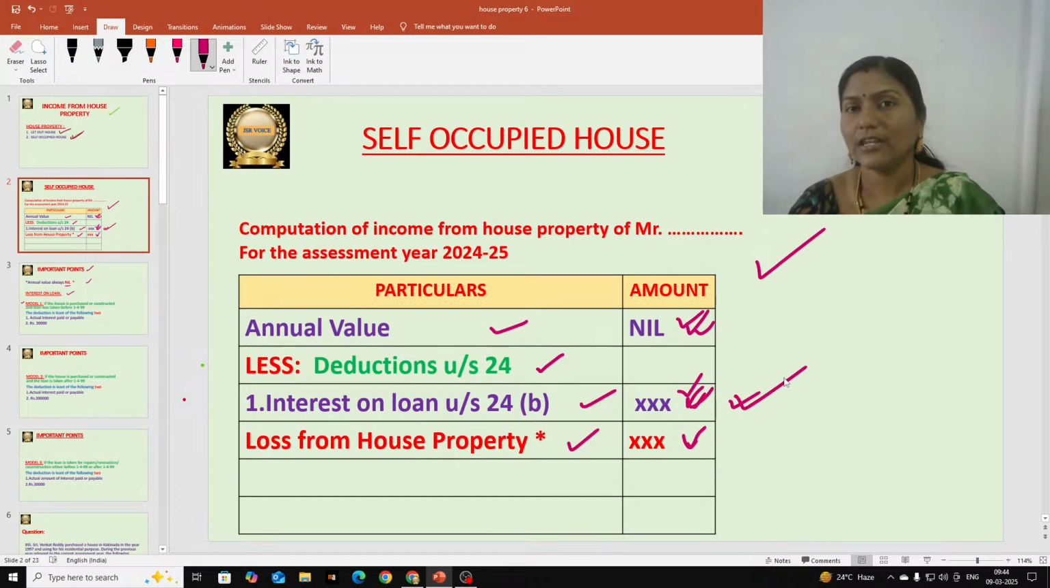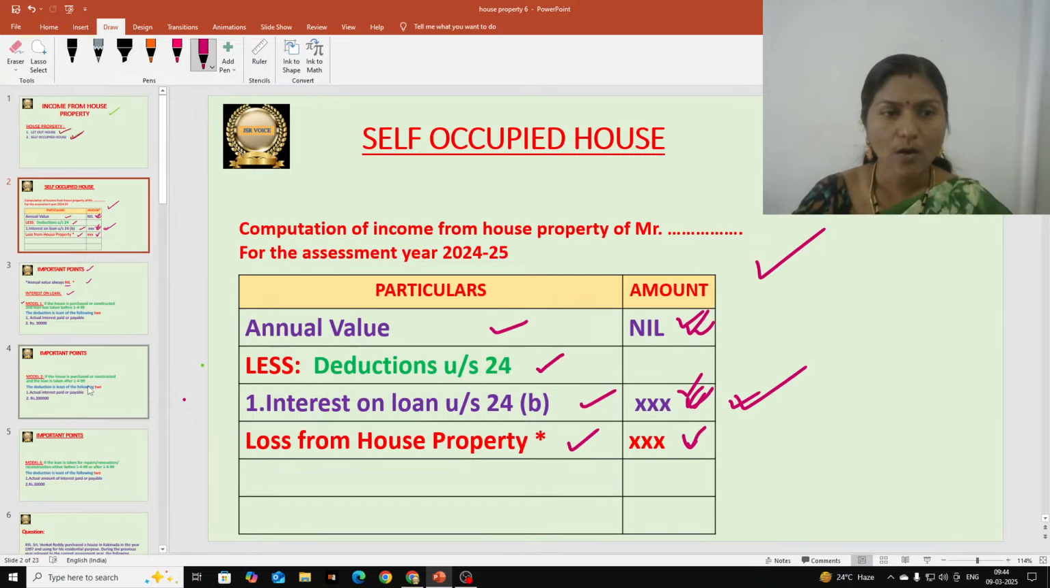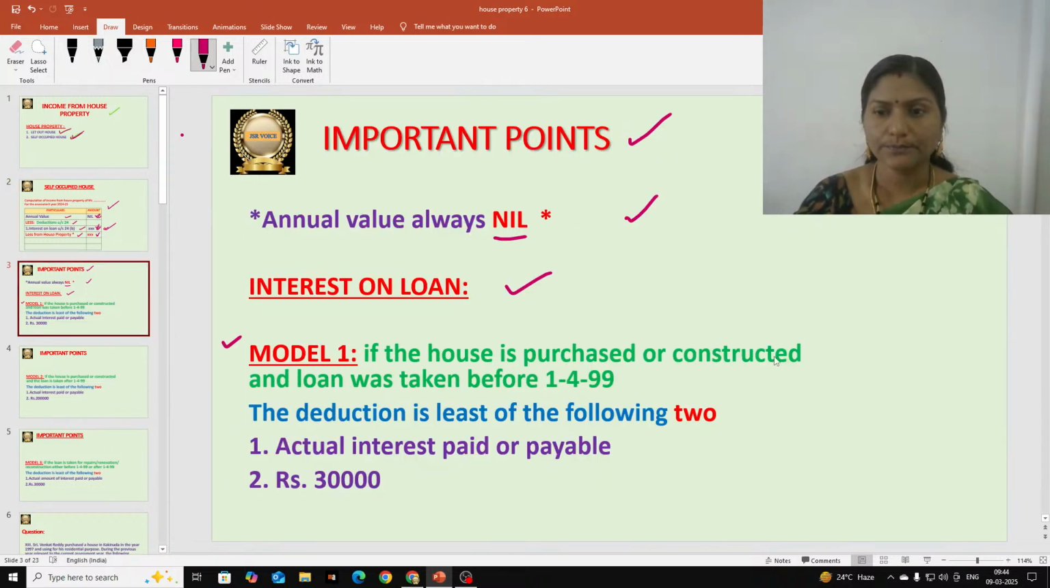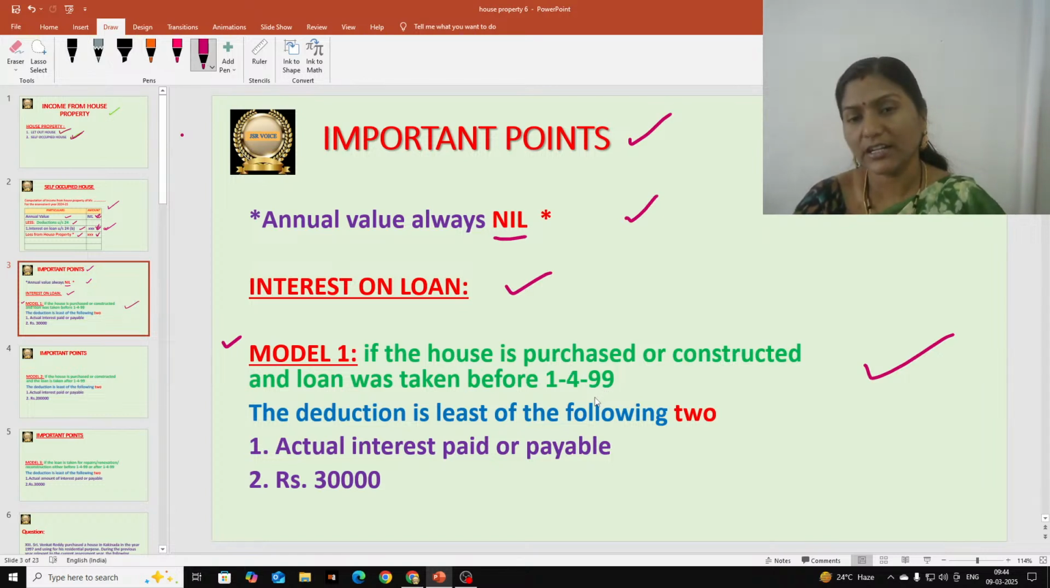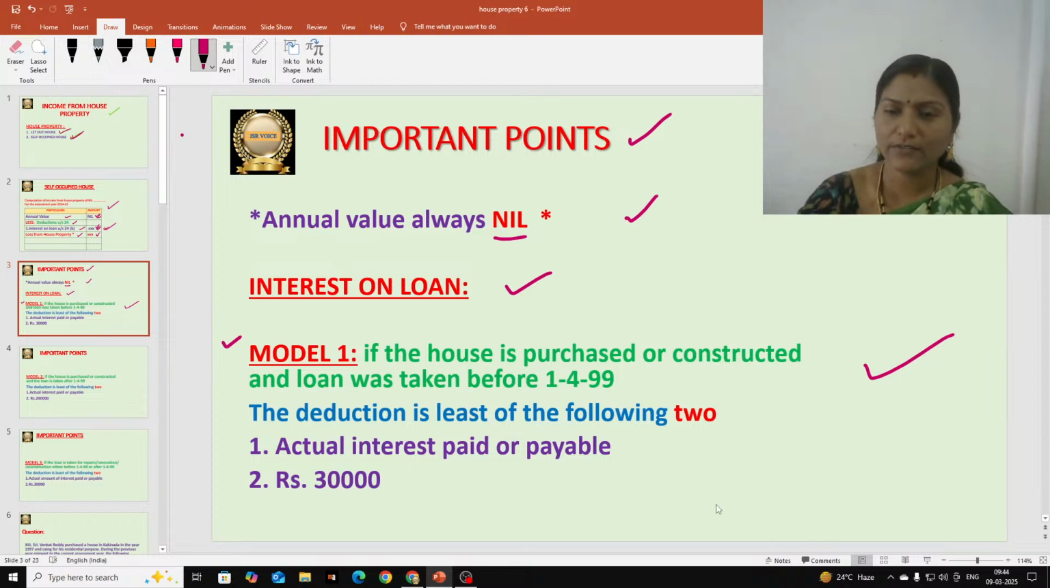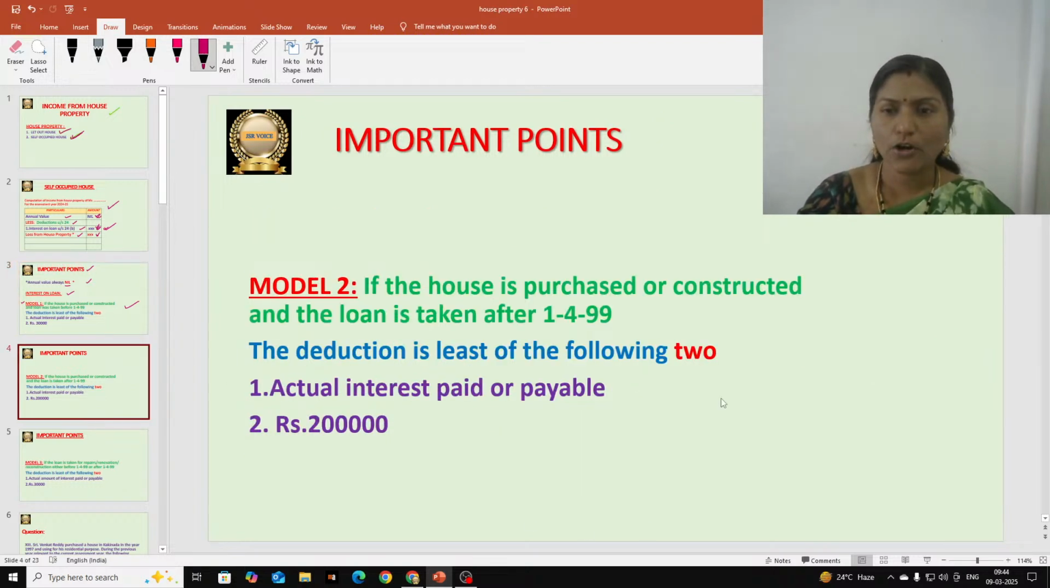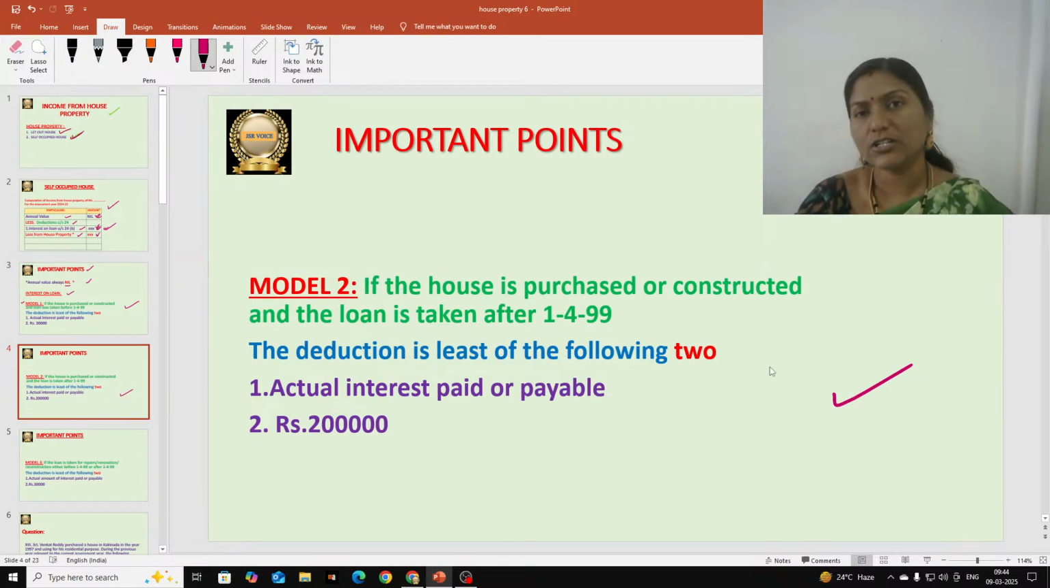And whenever we give the deduction, we should follow some rules and regulations. Three models are there. What are those three models? Model 1, I already explained this. Whenever a house loan was taken for purchasing or constructing the house before 1-4-99, we should follow this. And next, model 2. When should we follow model 2? If the house is purchased or constructed by taking a loan, but the loan was taken after 1-4-99, then we should follow model 2.